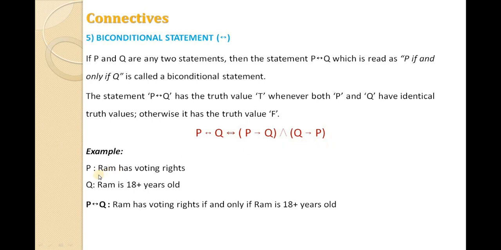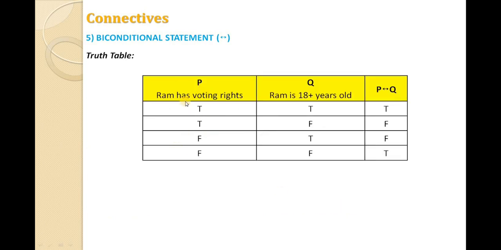That is for the double implies. Let's take the example that P is the statement that Ram has voting rights and Q is the statement that Ram is 18 plus years old. The statement P double implies Q is: Ram has voting rights if and only if Ram is 18 plus years old. We will discuss it with the truth table. There are four possibilities for these statements. P is Ram has voting rights and Q is Ram is 18 plus years old. Now, if both are true, then Ram has voting rights and Ram is 18 plus years old. That's possible. That's why if both are true, then the final conclusion is true.